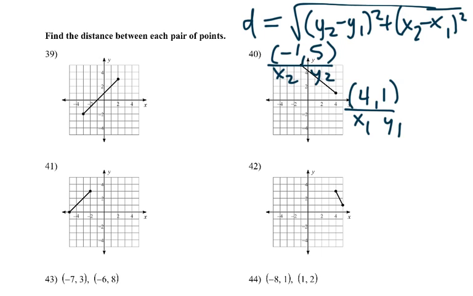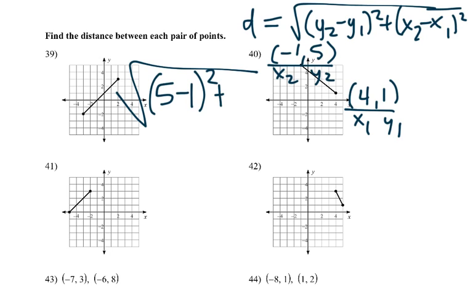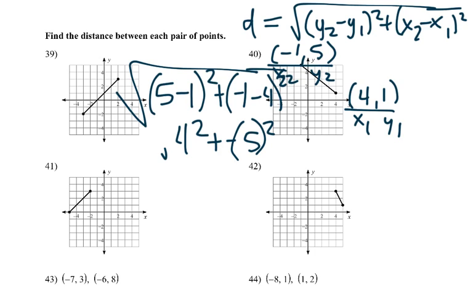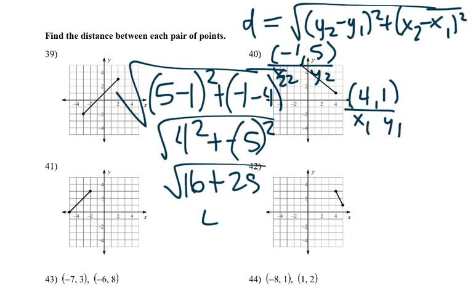And then I plug it in, so I go the square root of y2, 5 minus y1, 1 squared, plus x2, negative 1 minus x1, 4 squared. So I get 4 squared plus negative 5 squared. So that'd be 16 plus 25, which would be 41. So we'd get the square root of 41, which, put it in my calculator, it's about 6.4. Okay, 41, we do the same thing.